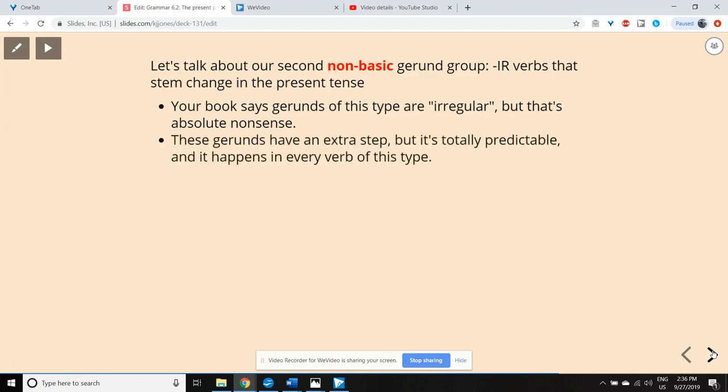It's nonsense. These gerunds, again, they have an extra step, but it's totally predictable, it's rule-driven, and it happens in every verb of this type when you make its gerund. It's not irregular. It's just different. God, I hate this textbook. All right.